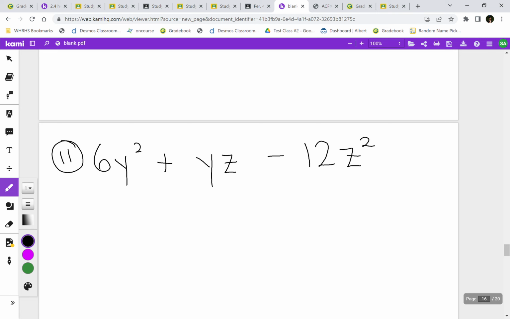There we go. 6y squared plus yz minus 12z squared.